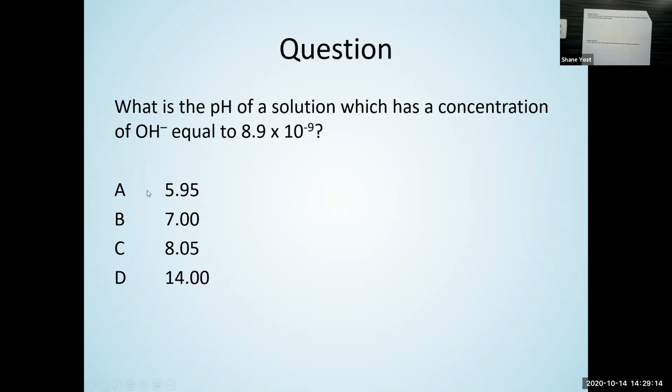5.95. So even if I didn't have a calculator, I could figure out that the answer to this question has to be A, 5.95, by just understanding the relationship between H plus and OH minus concentrations in solution, and the relationships between pH and whether or not a solution is acidic or basic. Any questions about that and about how I can, without a calculator, figure out that the answer is A here?